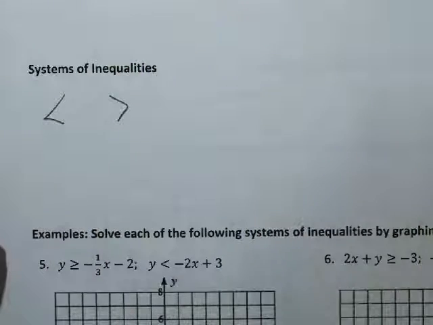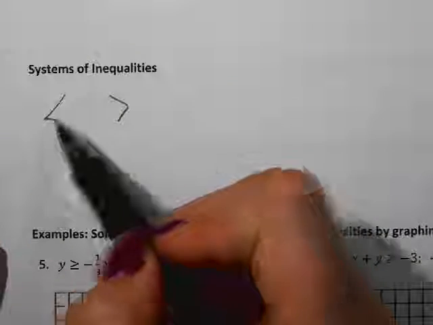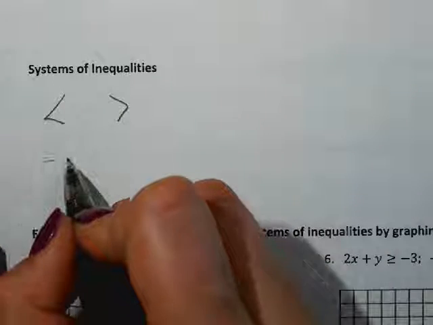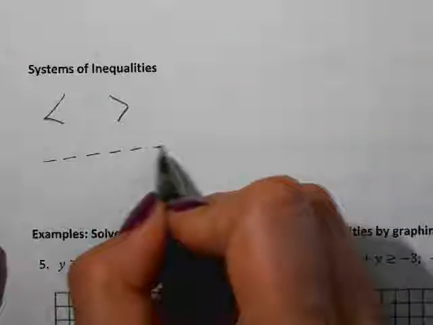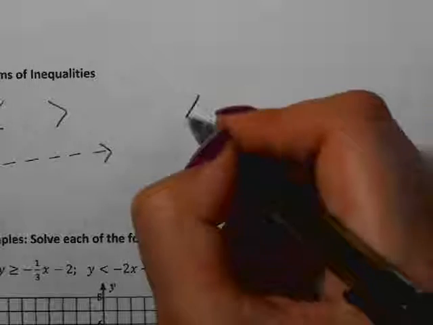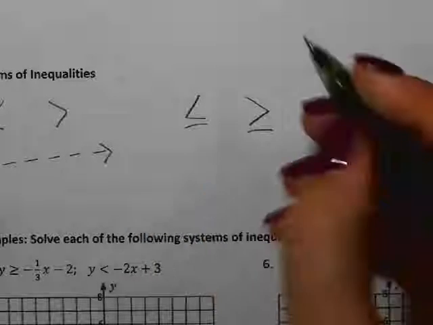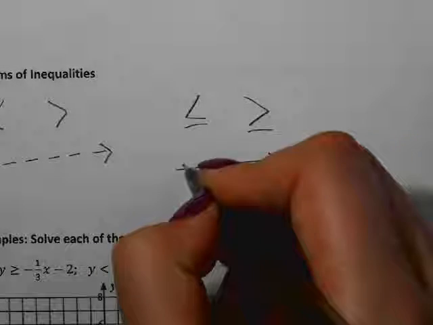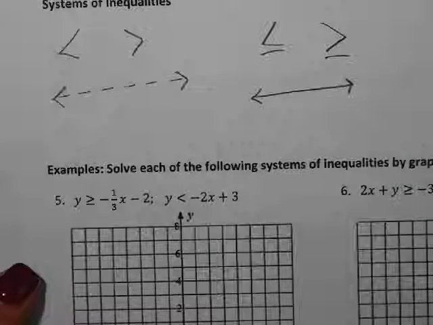But we're going to write this on our notes, not because you've never seen it, but just as a reminder. Less than and greater than, and whenever you have those, that means that our line is going to be dotted. If you have a less than or equal to or a greater than or equal to, that means we're going to have a solid line. So that's a good reminder to start with.